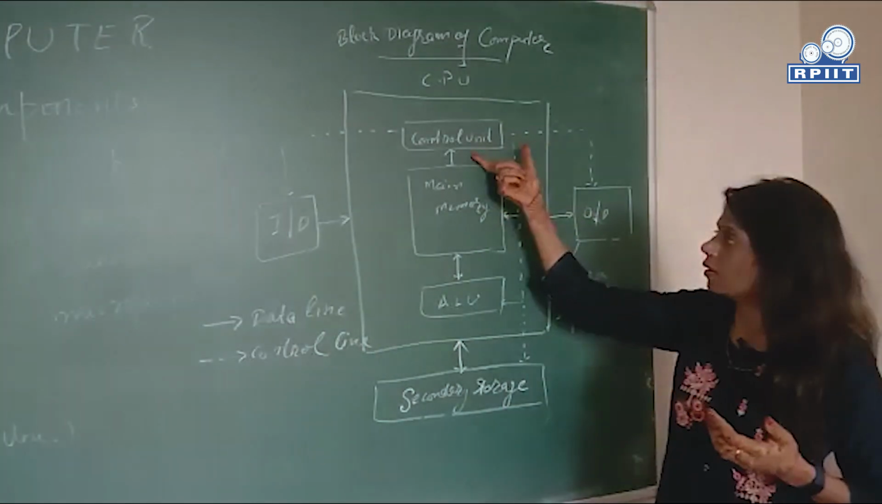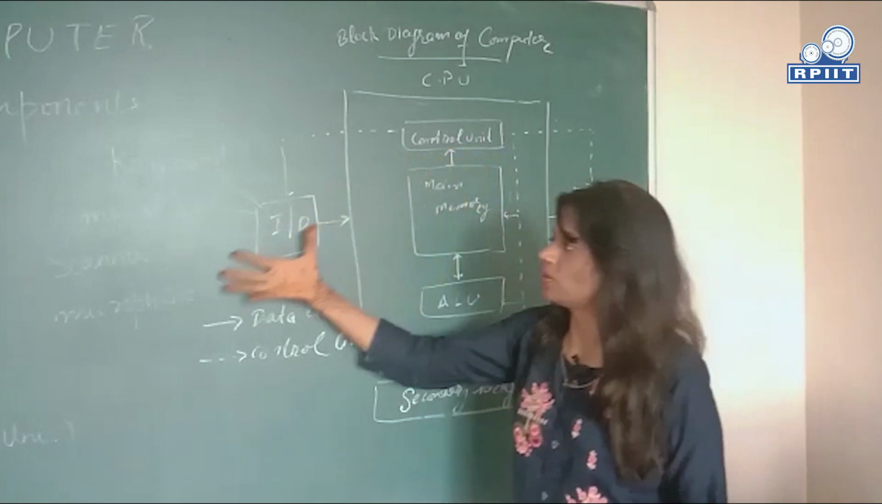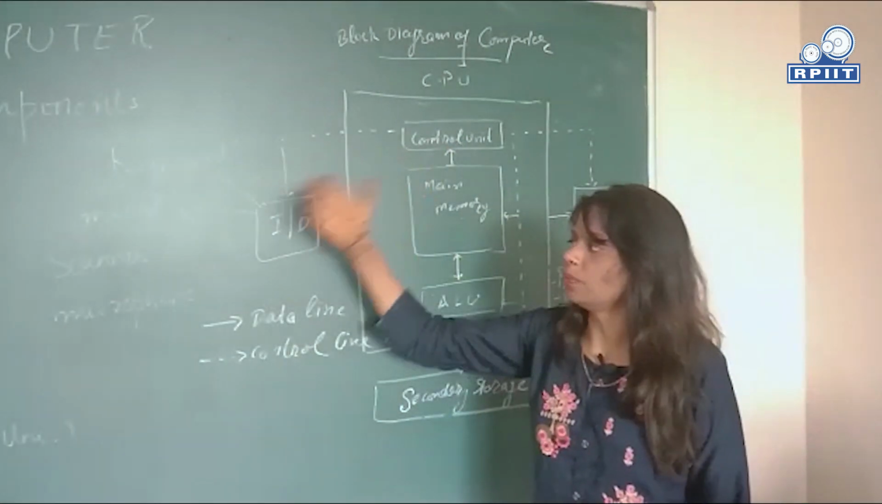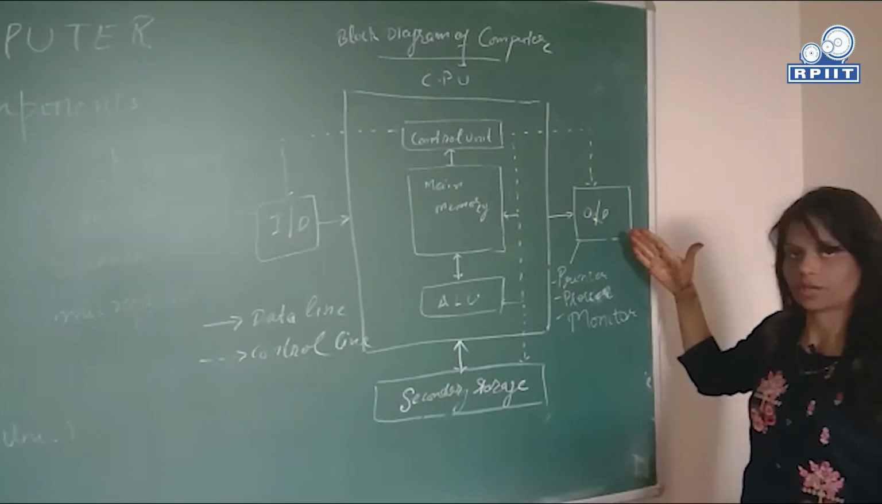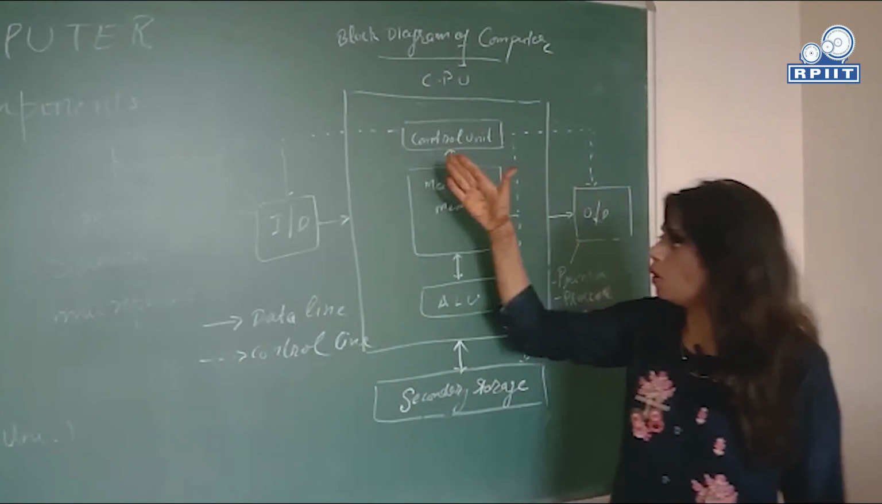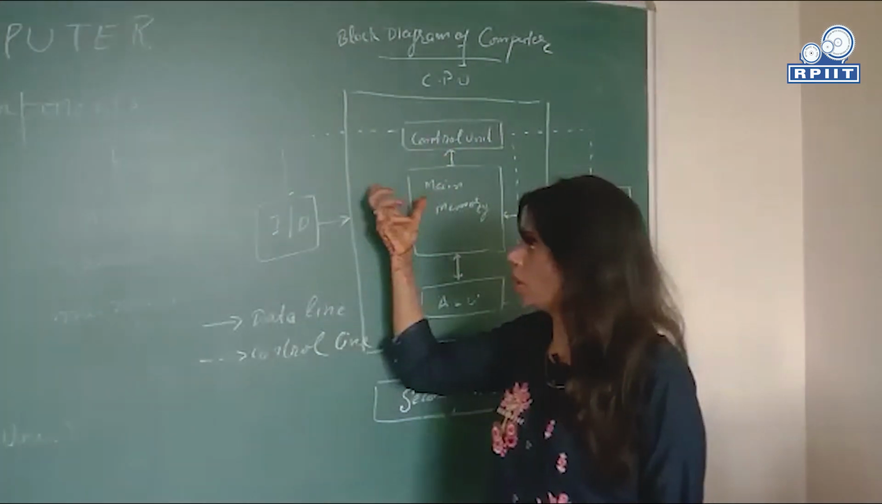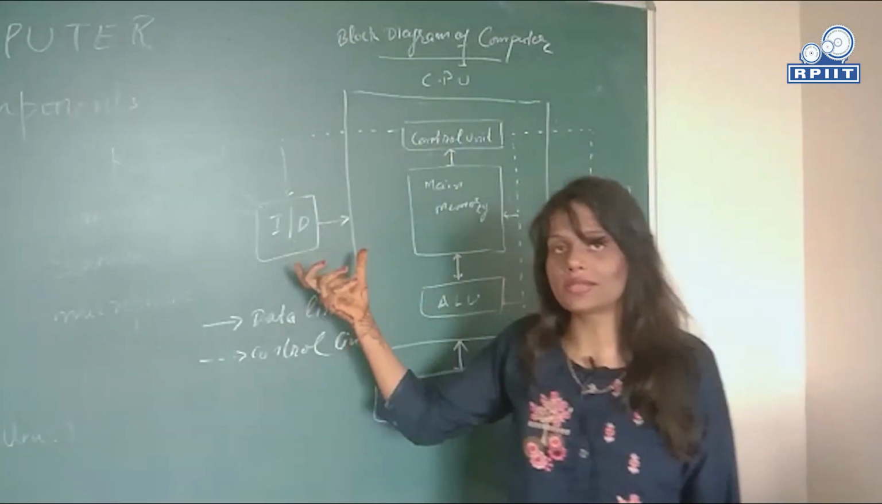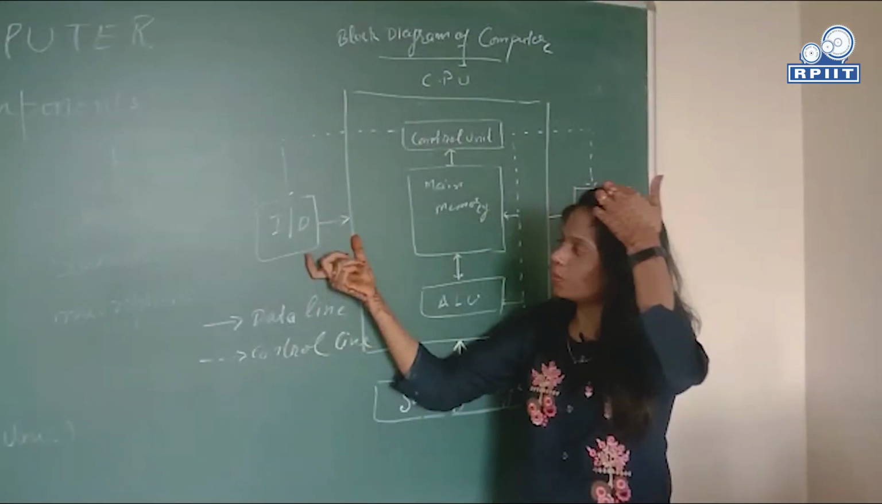Now, what is the control unit? The control unit is a unit that orchestrates all the input from the input devices and produces the output, which is used by the user. So the control unit orchestrates all the input. Now, what is input and from where do we get that input? The first part is the input devices.